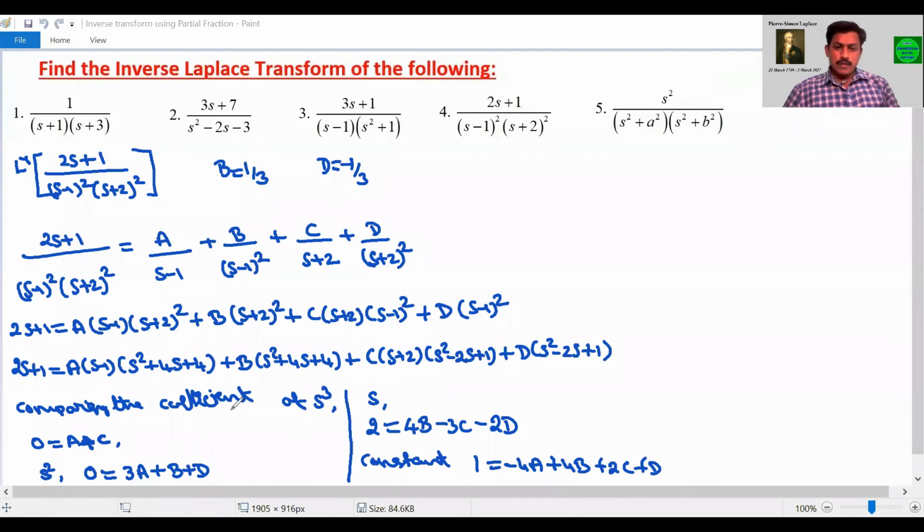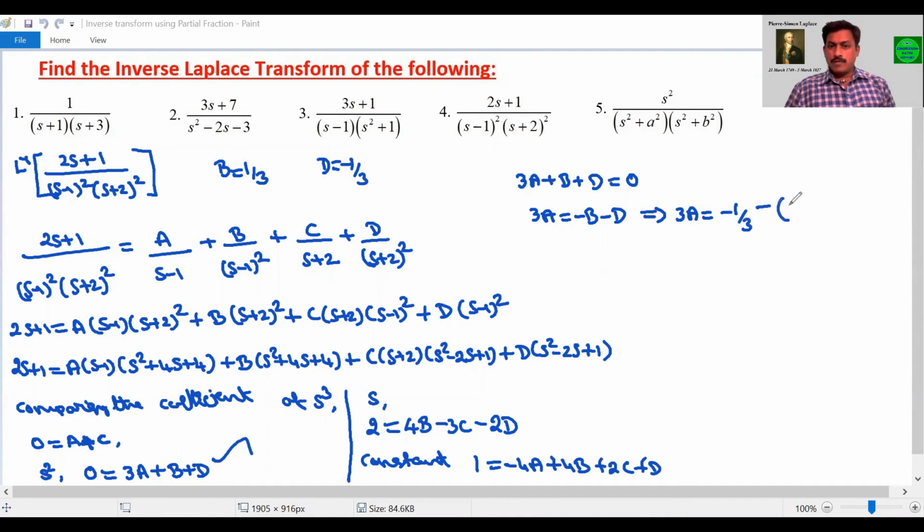Now we are going to solve these equations to get the a value as well as the c value. If you observe this equation, 3a plus b plus d equal to 0. We know the values of b and d, therefore 3a equal to minus b minus d, which implies 3a equal to minus b value, which is 1 by 3, you can write minus 1 by 3, minus of d value, which is minus 1 by 3. So therefore minus 1 by 3 plus 1 by 3 is 0, which implies a equal to 0. You can write it here, a equal to 0.